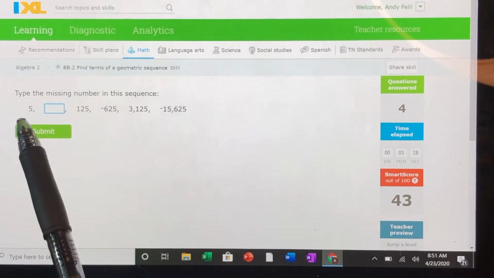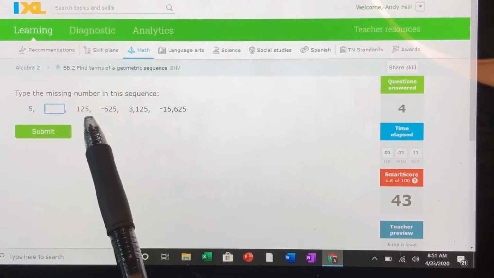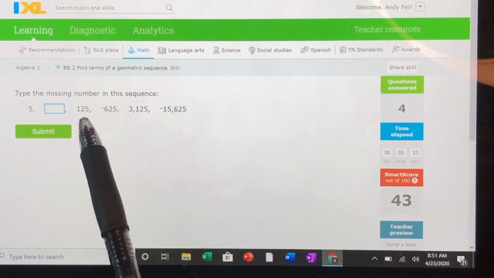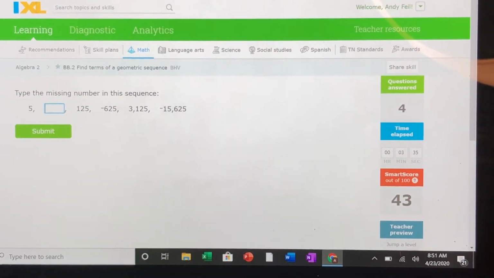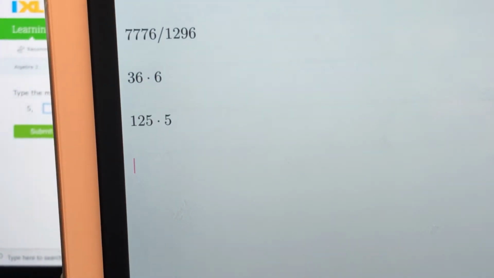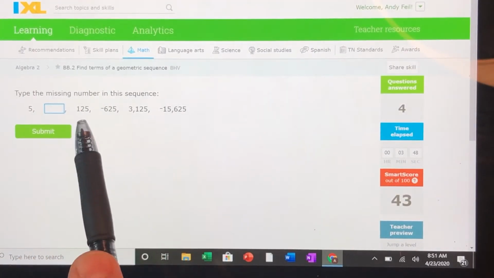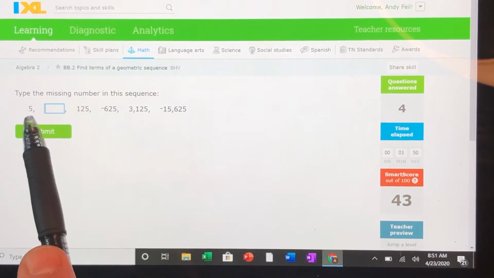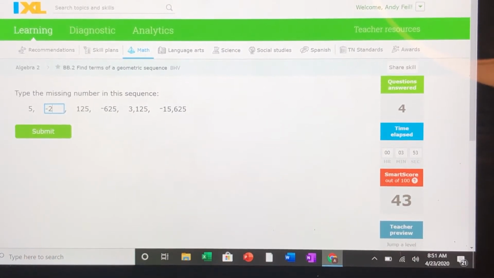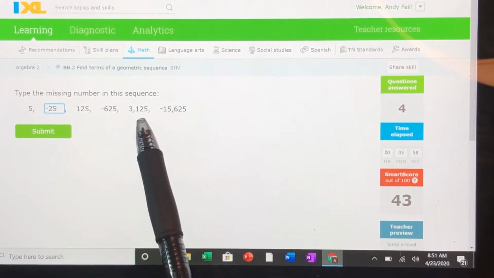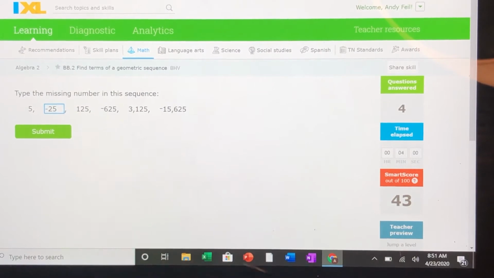So forget about the negative now. What are we multiplying by? Well, let's figure that out. Let's take this number divided by this number on the calculator. -625 divided by positive 125, and we get -5. So that just means the common ratio, they're multiplying by -5 each time. So what's 5 times -5? It's -25. Just remember, in order to find the common ratio, you just pick out a number and divide by the number that came previous to that number, and you got it.